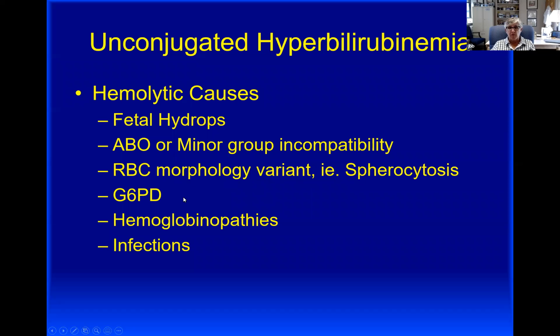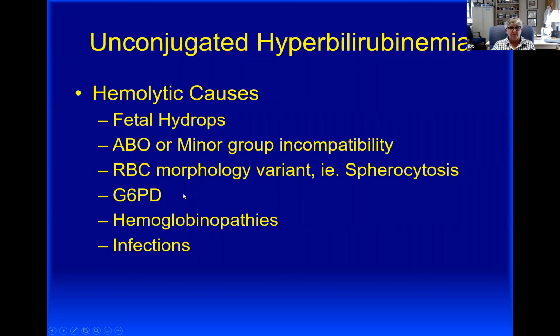G6PD. This is something that we really need to think of, especially when you're seeing prolonged jaundice. It'll cause up to 30% of modern day kernicterus. So don't forget about this. It's sex-linked inheritance. We commonly see it in Black males. So do think about it and order the test if you're having prolonged jaundice.